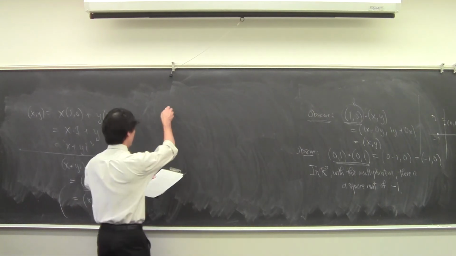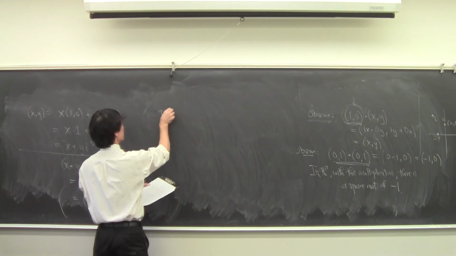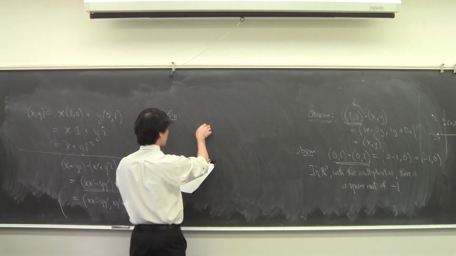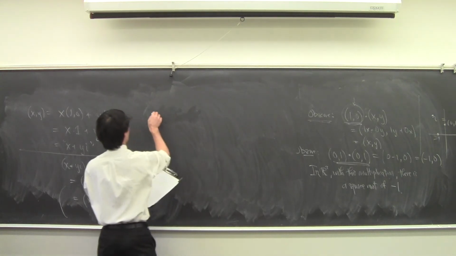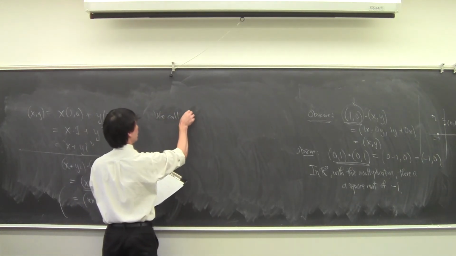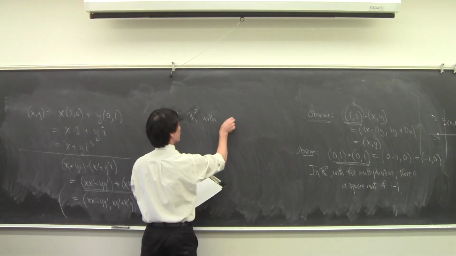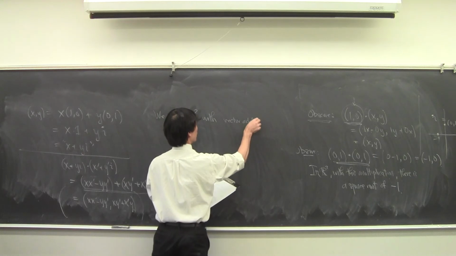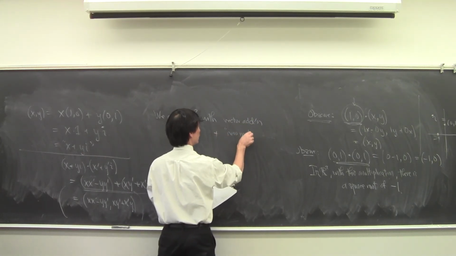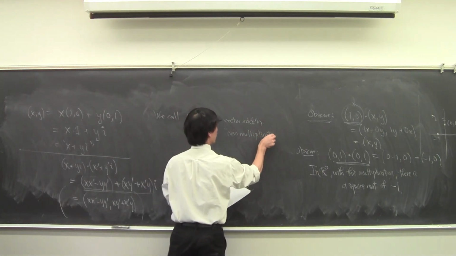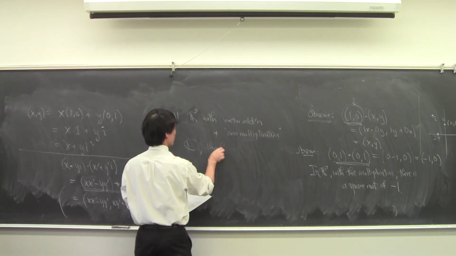Just some definitions. We call R2 with vector addition and this multiplication C, the field of complex numbers.